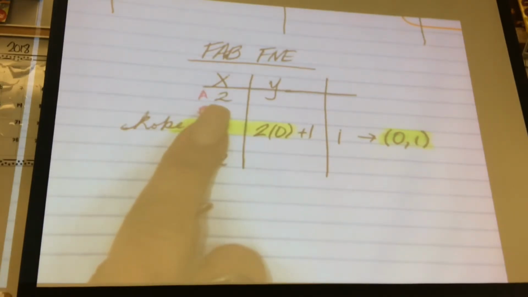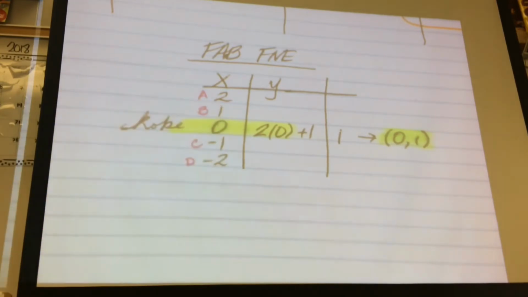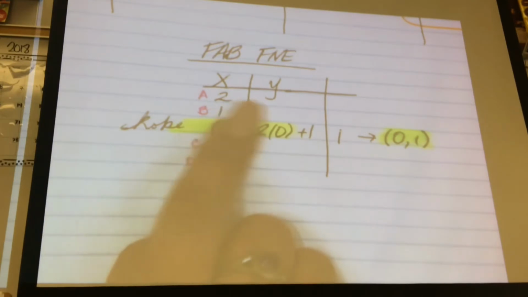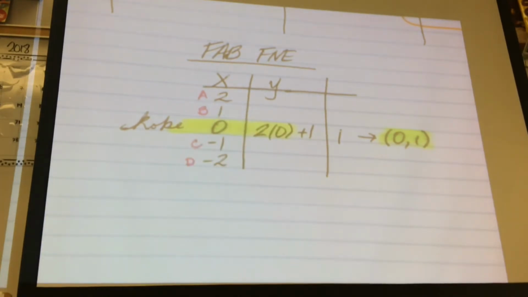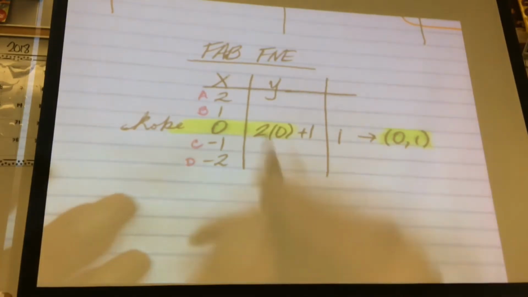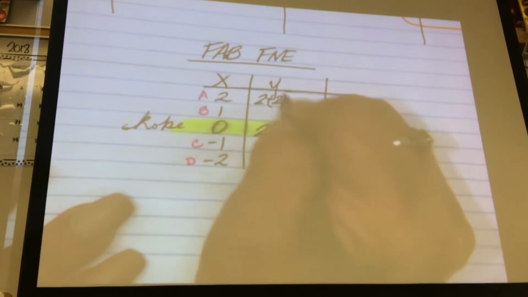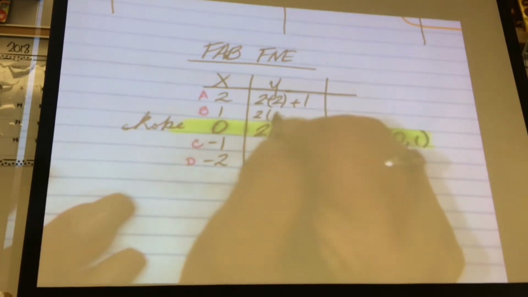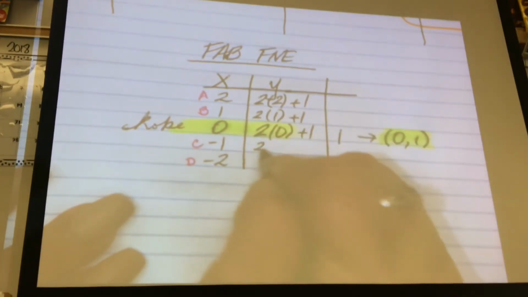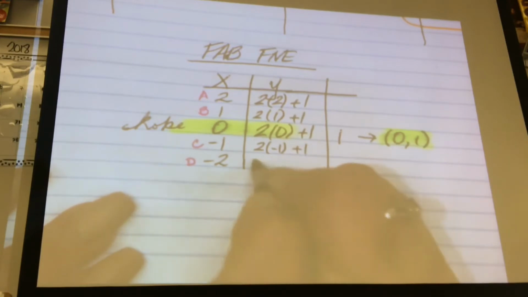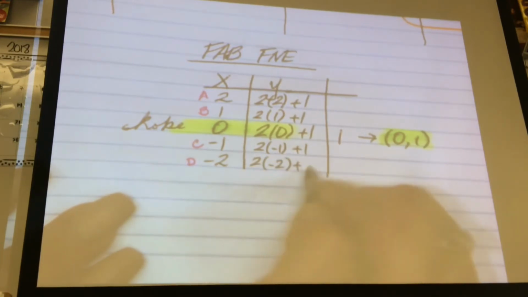Are you in seat A? What seat are you in? Okay, I'll plug in 2. 2 times 2 plus 1. Now everybody needs to write this out. You're going to write 2 times 2 plus 1, 2 times 1 plus 1, 2 times negative 1 plus 1, and 2 times negative 2 plus 1.